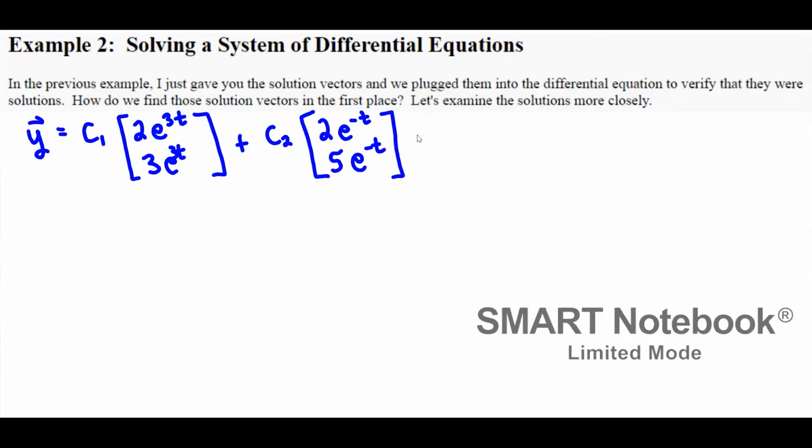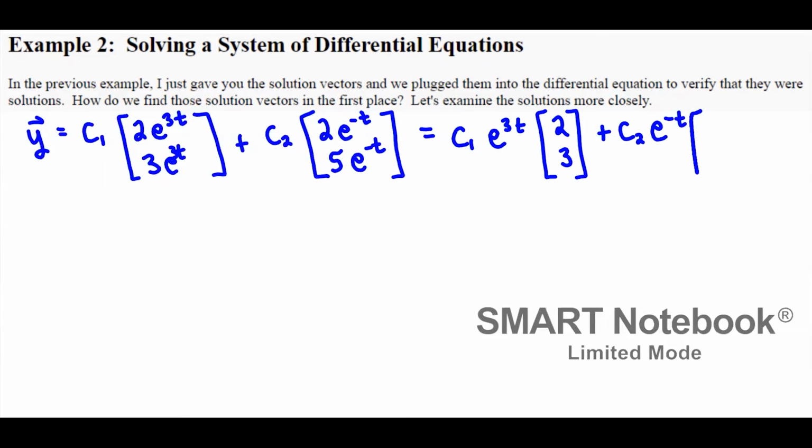So if you see here in both of these vectors, they have a common factor in the entries, right? So I could factor out these exponentials. So I could say this is C1 e to the 3t times the vector 2, 3. That would be the same thing, right? And do the same thing for the second one. I could factor out e to the negative t. This would be times the vector 2, 5.